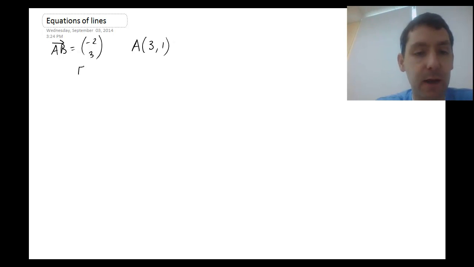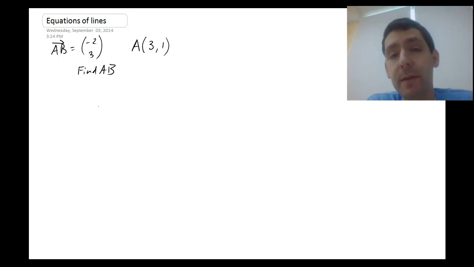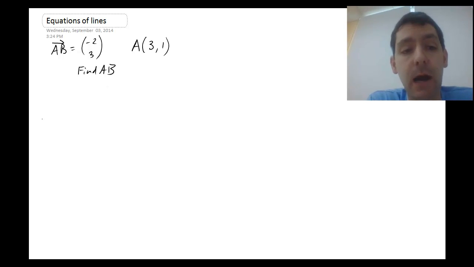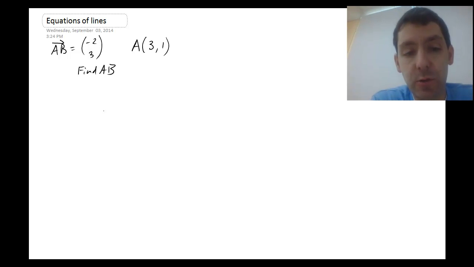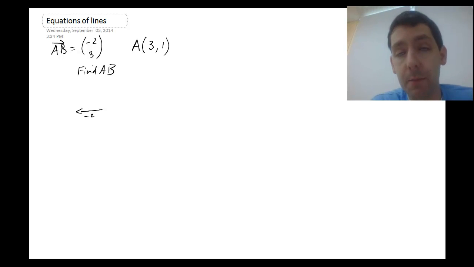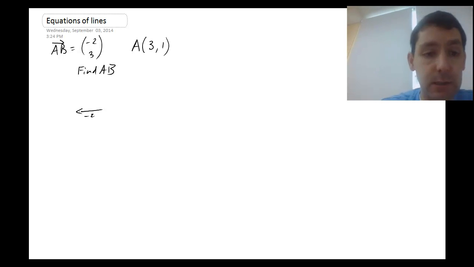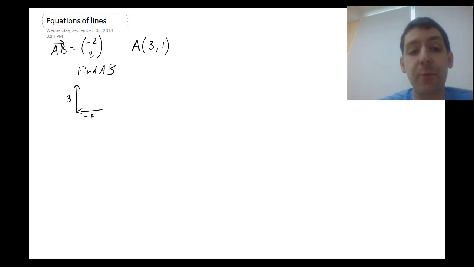Let's first find |AB|. When it's written this way, that just means we're finding the magnitude, or the length, of AB. Now, we recognize that AB is -2 in the x direction, which is going to go like this, -2, and then up 3 in the y direction. And so we're going to go up 3.